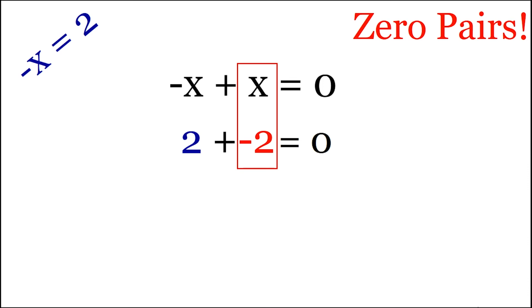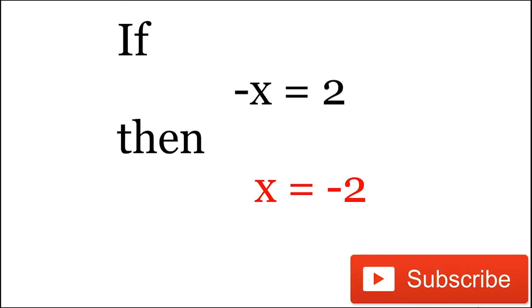So now you see, when negative x is equal to 2, x should be equal to negative 2. This is the reason that if negative x is equal to 2, then we simply switch the negative signs and make it x equals negative 2.